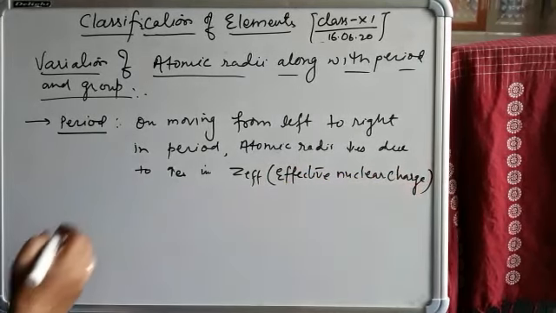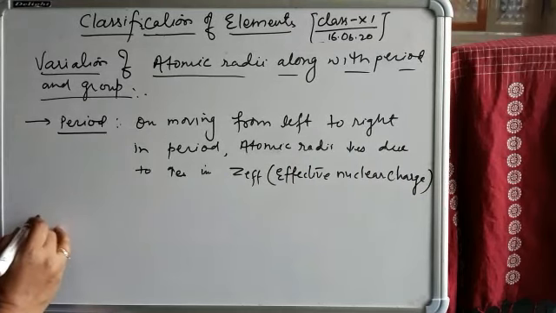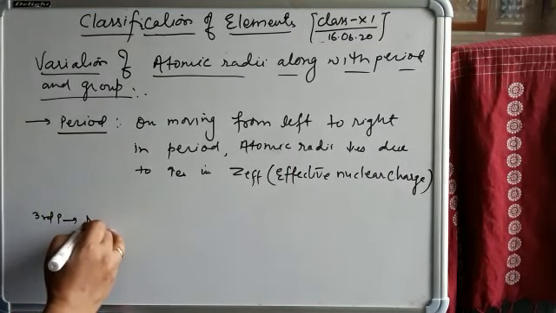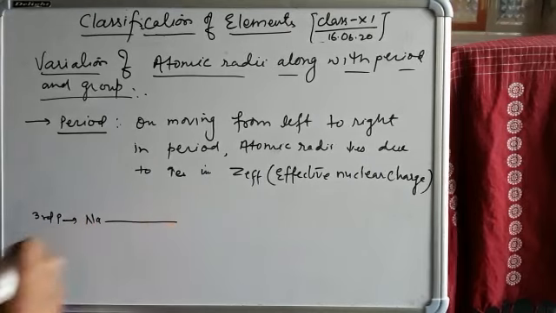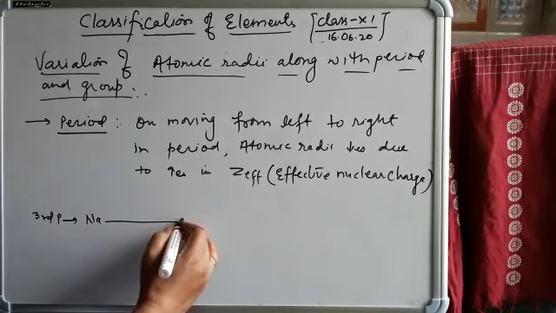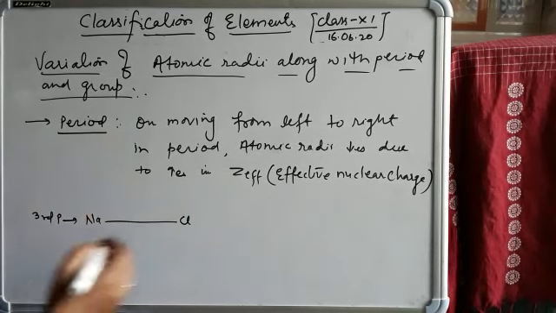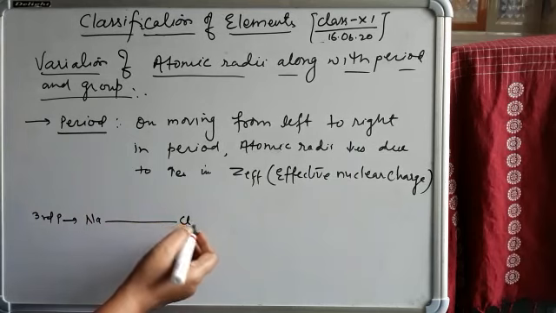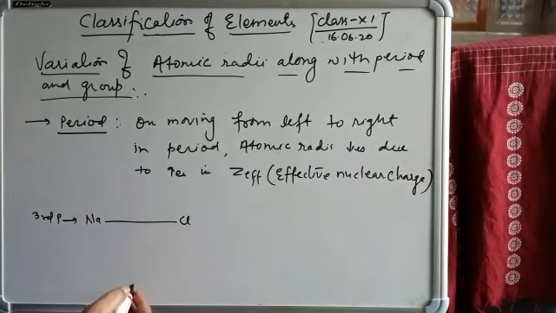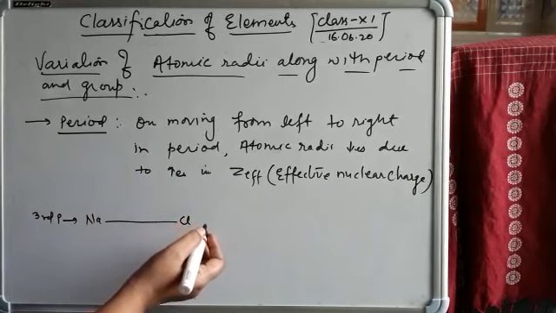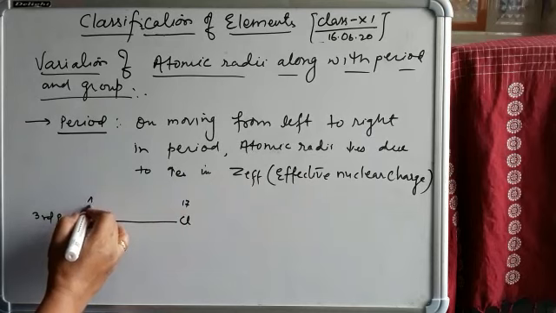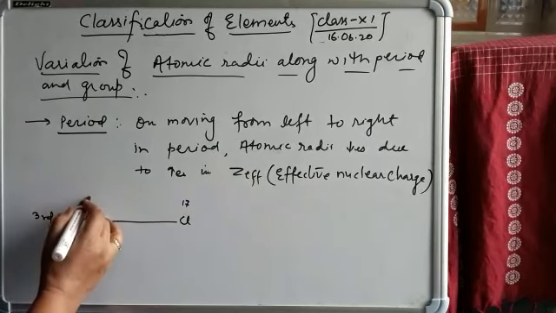Effective nuclear charge. See here, for example, we talk about the third period. The first member is sodium, and when we move from left to right, in group 17 there is chlorine. We do not talk about the noble gases because the property of noble gases is different from the group 17 members, and the size of noble gases is also slightly bigger than the group 17 members. This is the group 1 member and this is the group 17 member.